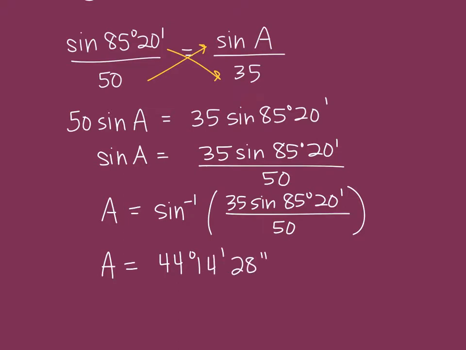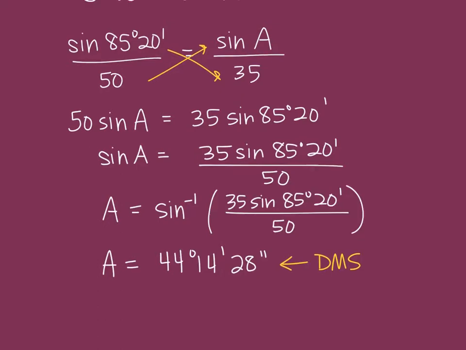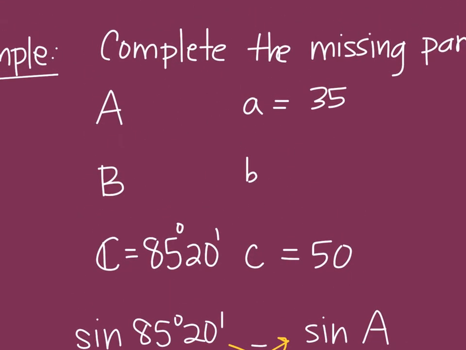So we got pretty specific when I type that in and change it into DMS mode. Okay, you'll make sure that you do DMS. If the problem starts in DMS, then your answer should be in DMS. If the problem started in decimal, your answers can be in decimal. This problem started in DMS. Okay, so I'm going to come back up here. So I now know A to be 44, 14, 28.